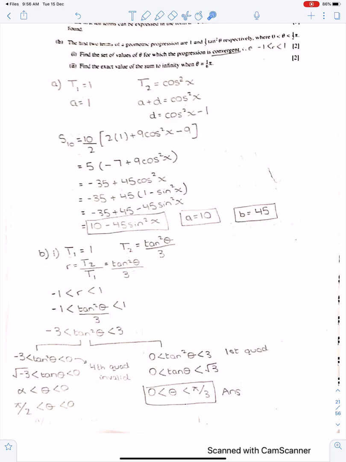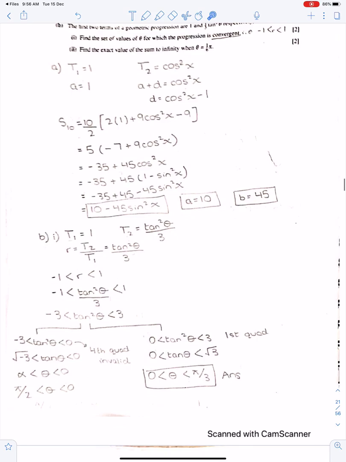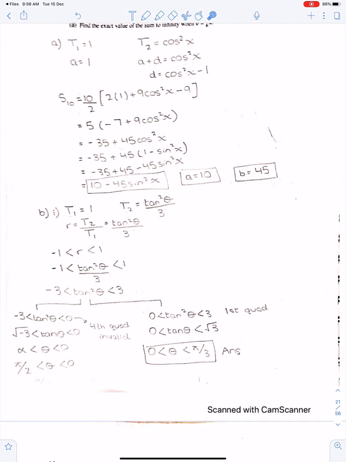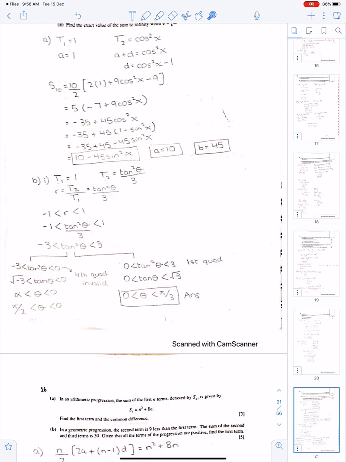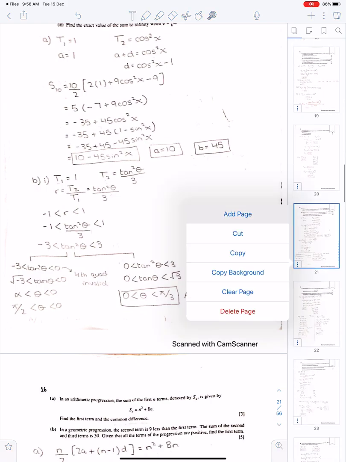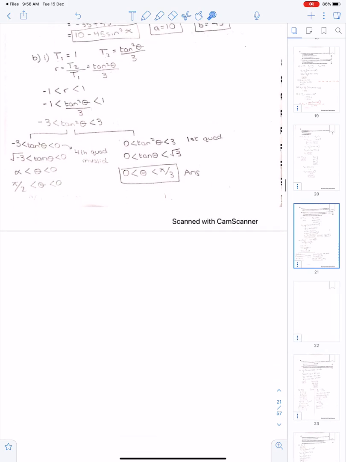The second part, find the exact value of the sum to infinity when theta is pi by 6. This is so simple. Let me solve the second part here. Sum to infinity is a upon 1 minus r. So a is 1 and r is tan square theta upon 3. Tan, and the value of theta is given, pi by 6.